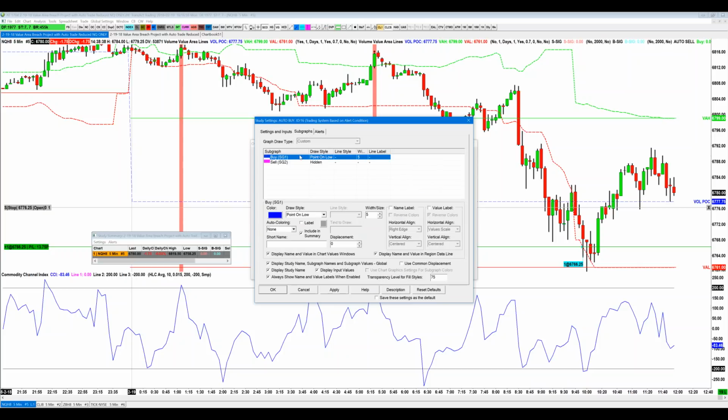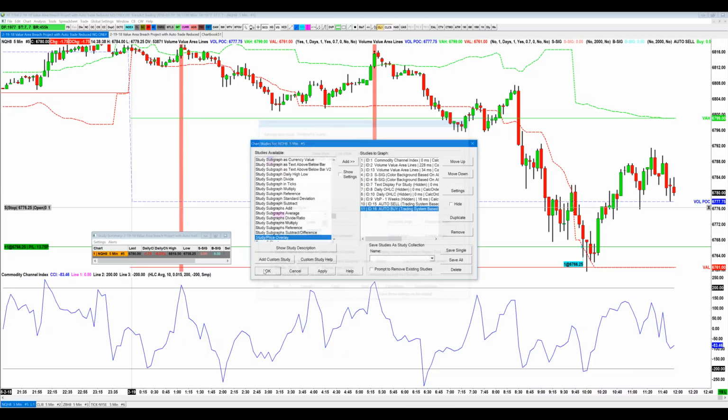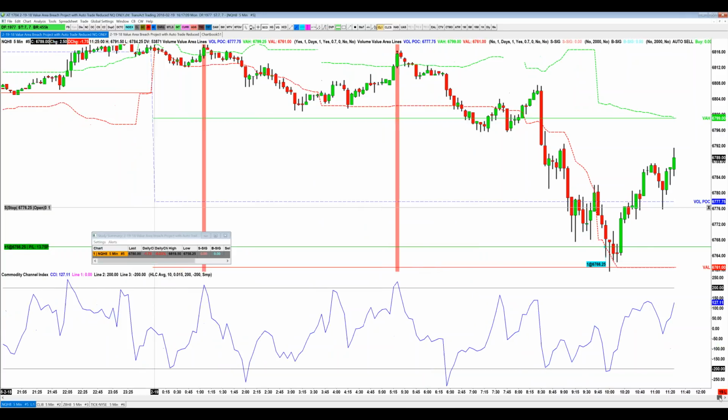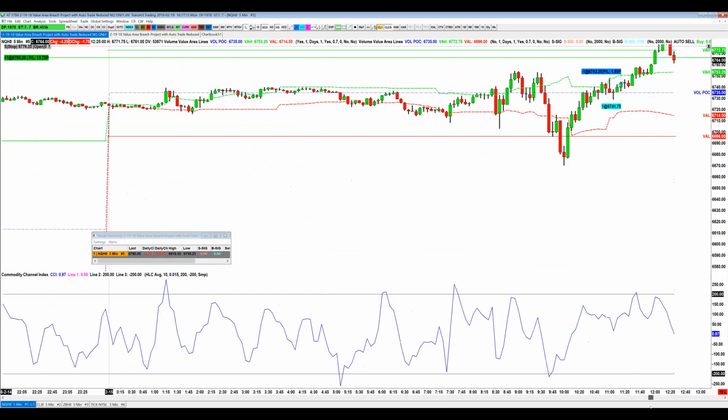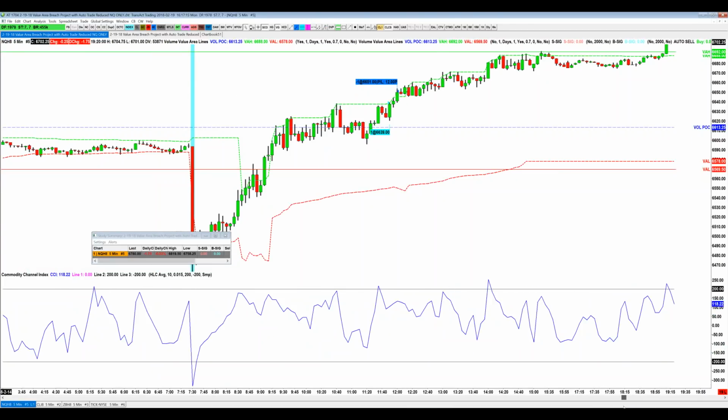In the subgraphs tab, I've changed the buy to be a point on the low, and then I'm hiding the sell dot. All right, so that's gone. So if we scroll back in time, let's just go find a buy signal real quick. Okay, well, here's a really obvious one.